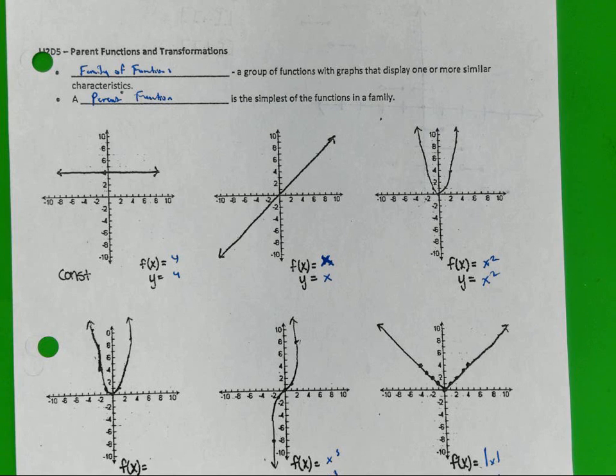The first one. A horizontal line is called a what? Type of function. Starts with C. Constant. That's a constant. That is constant.